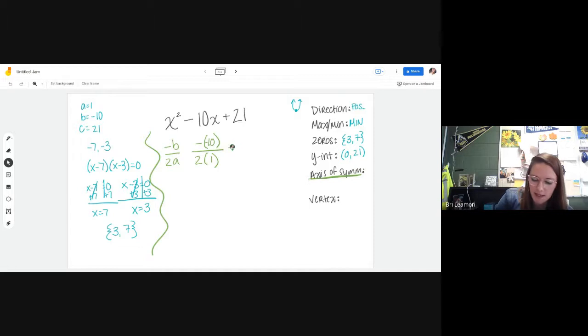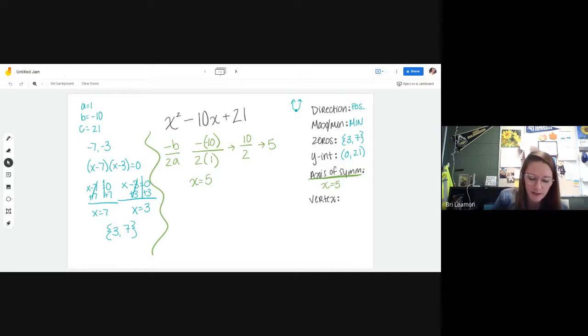Now, a negative times a negative is going to give me a positive. So I'm going to end up with positive 10 divided by 2, or 5 here. So my axis of symmetry is 5. But remember, we have to write it in our special format. So we're going to say x equals 5. So our axis of symmetry is x equals 5.